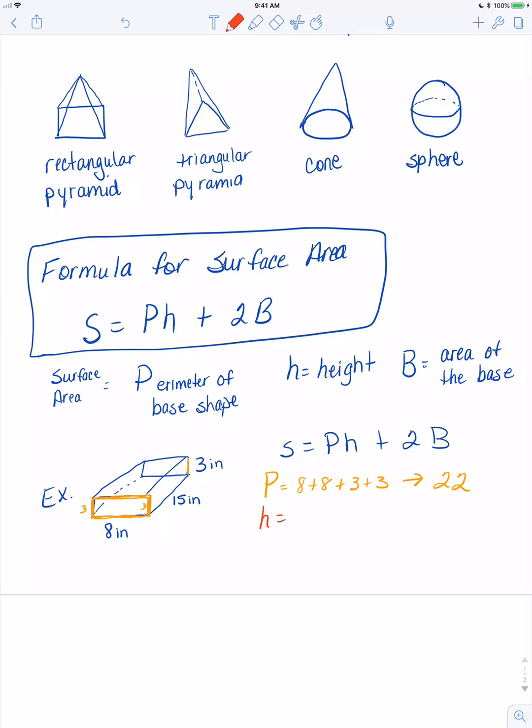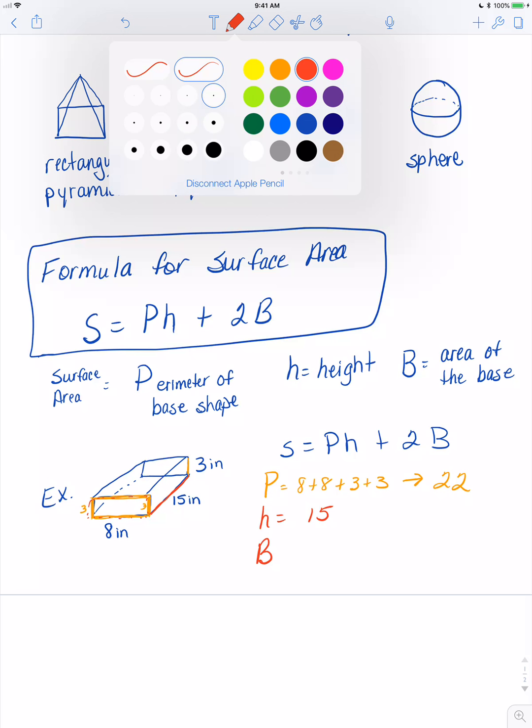Okay, so then what is the height of this object? Well, the height would be this length that goes the rest all the way through. So think about the height: how tall is this base shape, that perimeter of that base shape? How tall does it go? Well, it goes 15 inches. Okay, so then we've got 2, and then, whoops, I need to change colors.